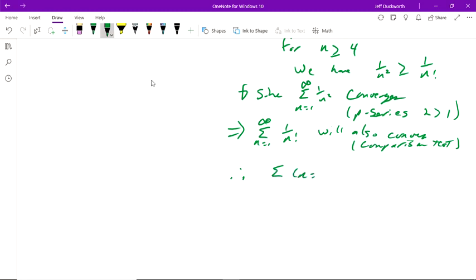the sum of (-1)^(n+1) times 1 over n factorial converges absolutely.